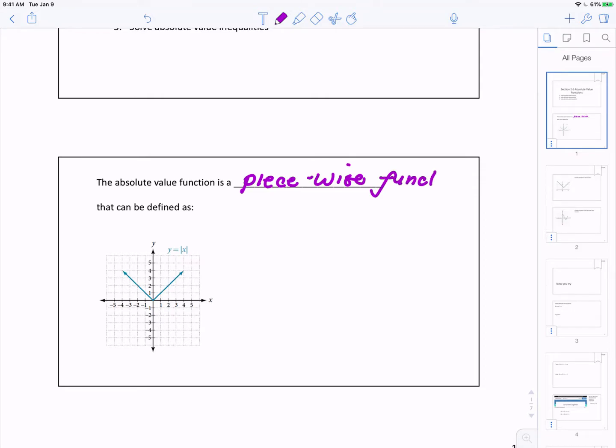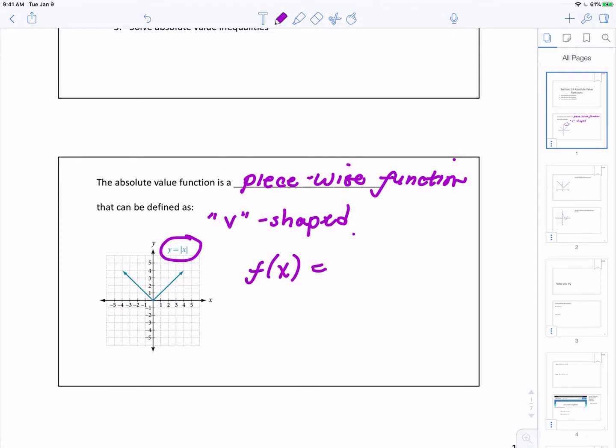And when you look at the graph of any absolute value function, it always has this shape. It's V-shaped. And so there's two pieces to the graph, one side of the V, which has a positive slope, and the other side of the V, which has a negative slope. So the classic absolute value function, absolute value of x, can be defined like this.